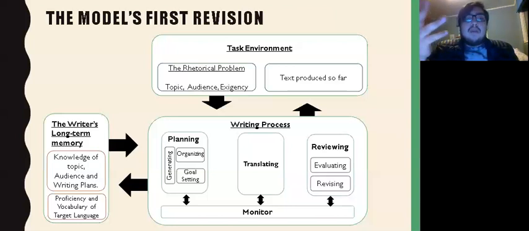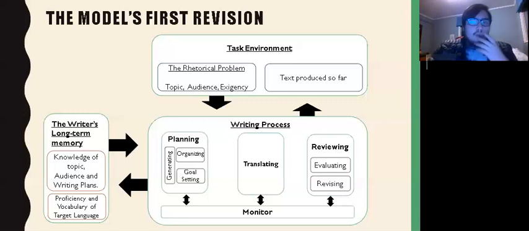For instance, when I was writing the script for this, if I didn't have the necessary vocabulary to do it, I don't think I would have done it in an effective way. So we have to account for the proficiency and the vocabulary of the writer in the target language before we even start to mingle with the writing process.